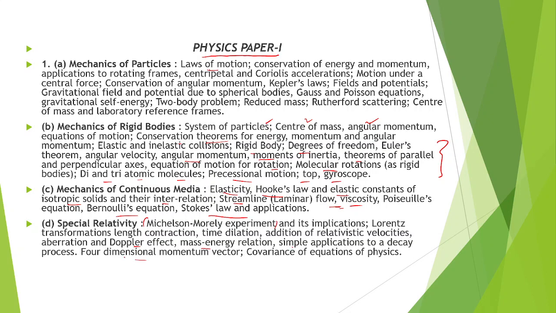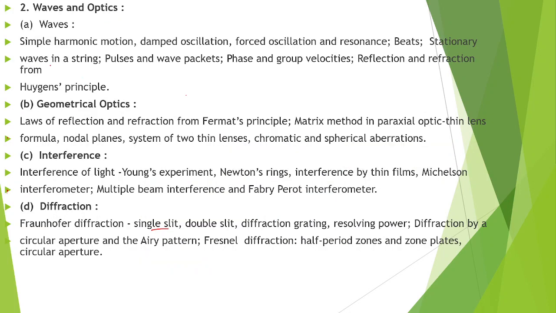We have 4D. This is an advanced part: 4D momentum vector, covariance and equations of physics. So if somebody is able to master this part, physics is going to be easier for him or her. Okay. So classical mechanics is obviously the toughest part of physics, and we'll cover it. So let's go to the next slide.